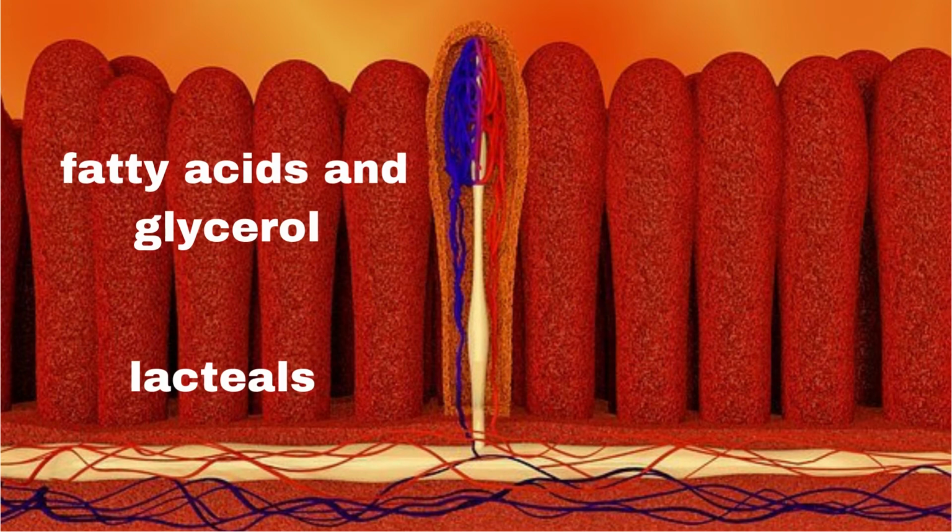However, a large proportion of fatty acid and glycerol enter the epithelial cells of villi where they recombine into fat. The fatty acids recombine and they become fat. This fat then enters the lacteals. Basically, the function of lacteal is to absorb fat which is present in our food.